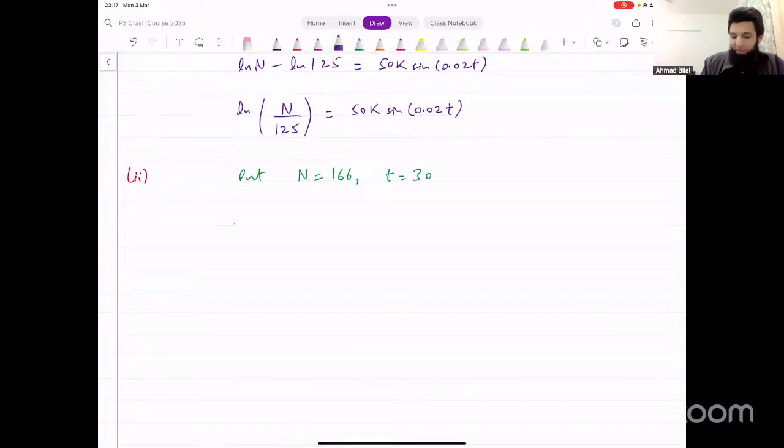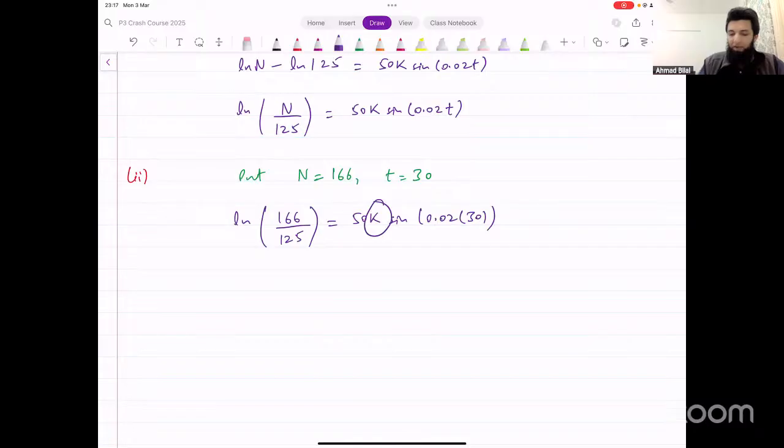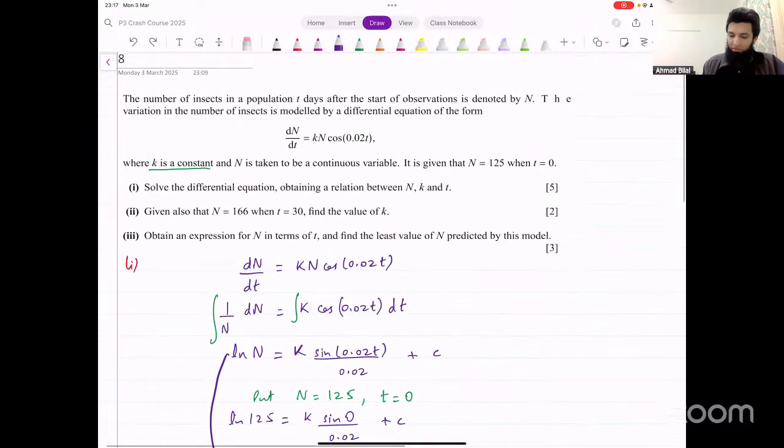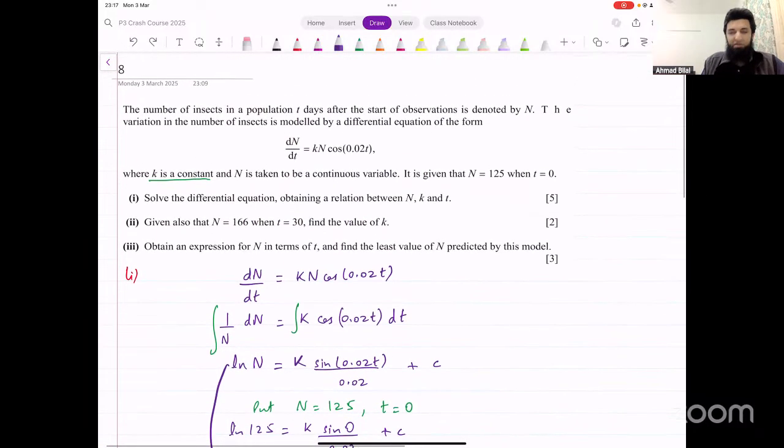This gives me ln of 166 divided by 125, that equals 50k into sine of 0.02 times 30. Okay. Now, since we're looking for the value of k now, they've not specified that they want an exact answer or anything.